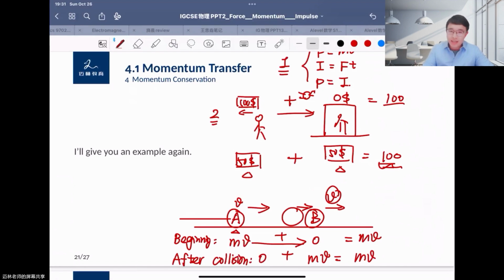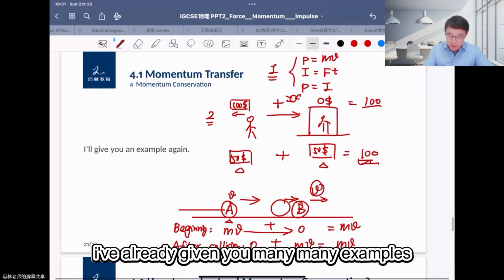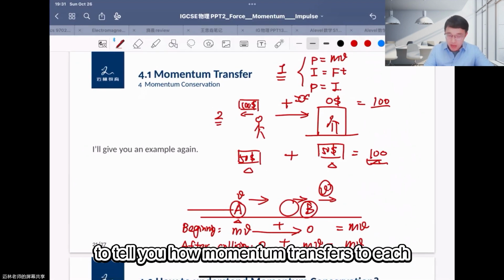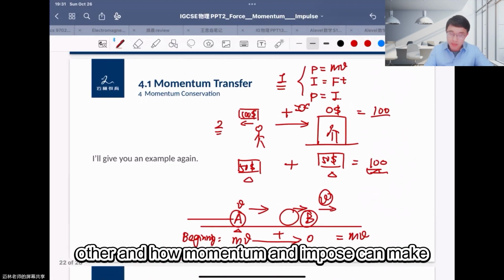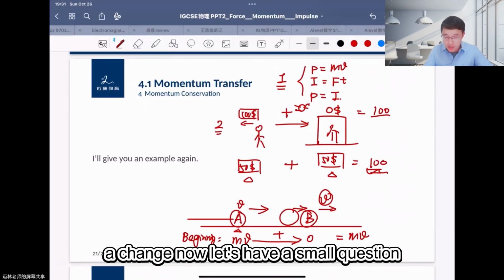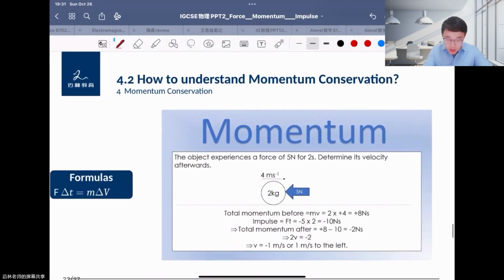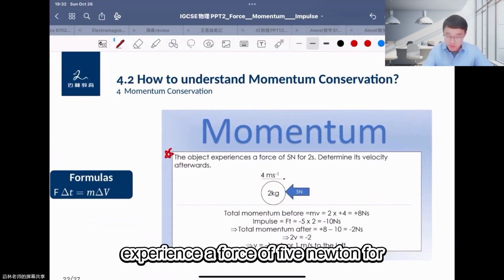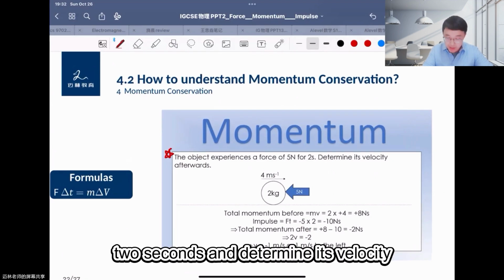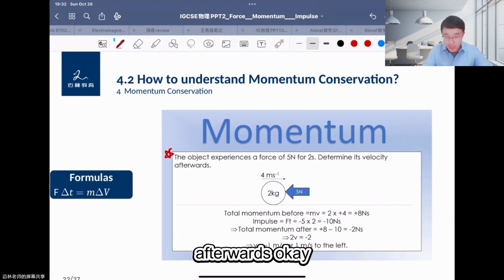Okay. So I've already given you many examples to tell you how momentum can transfer to each other and how momentum and impulse can make an exchange. Now let's have a small question right here. So how to use the formula? Like here, you can find in the question, the object experiences a force of 5 Newton for 2 seconds and determine its velocity afterwards, okay?